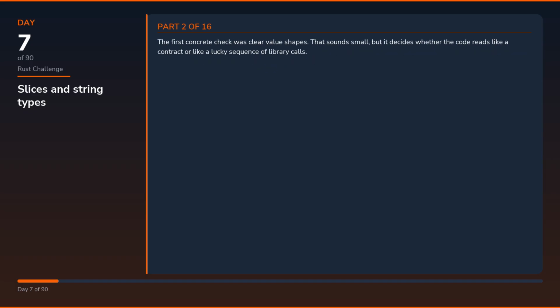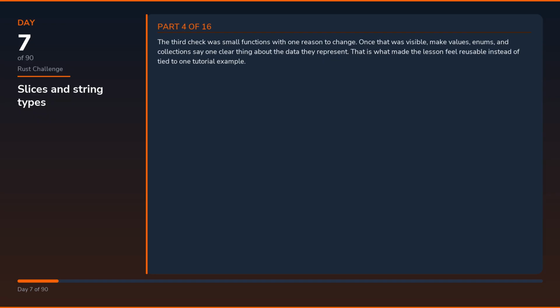The first concrete check was clear value shapes. That sounds small, but it decides whether the code reads like a contract or like a lucky sequence of library calls. The second check was control flow that makes valid states obvious. That is usually where bugs start if the edge of the system is vague, because bad assumptions leak deeper into the app before anyone notices.